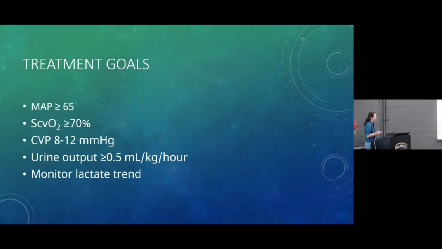Treatment goals for us: MAPs above 65, unless there's some other indication to have a different MAP goal. ScvO2 of about 70%, CVP 8 to 12. Urine output, we don't really monitor this in the ED, but up on the floor or in the ICU they will. They want 0.5 cc's per kilogram per hour. And if that initial lactate is elevated, we would like to trend that lactate and try to get it decreasing, because that shows that our tissue is now perfusing better than it was initially.